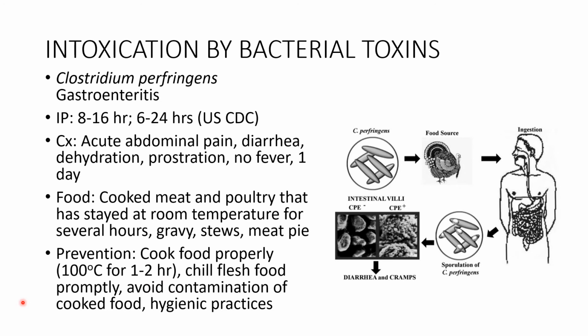Chill flesh foods promptly. Your meats must be chilled immediately at less than 3 to 5 degrees Celsius, or lower than that. Then avoid contamination of cooked food. Again, separate the preparation of your raw and cooked food. And of course, practice good hygiene during food preparation.